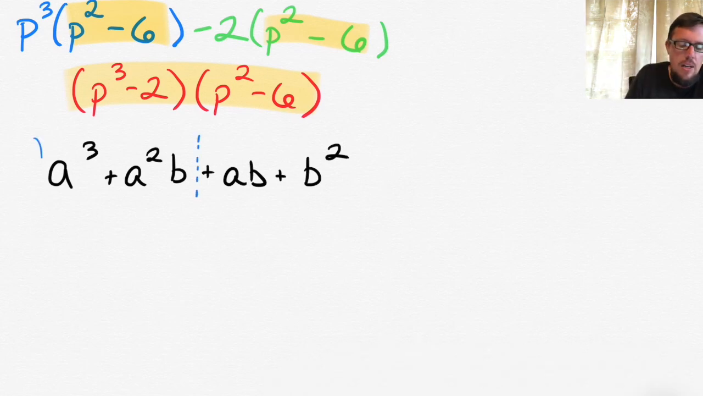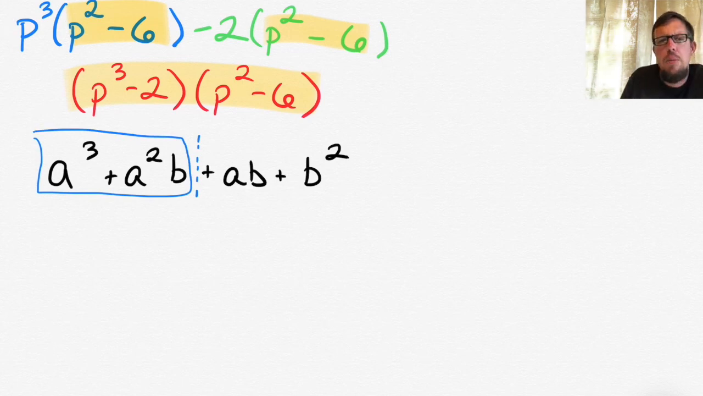So my left side is that. So a cubed plus a squared b. The greatest common factor there is a squared.